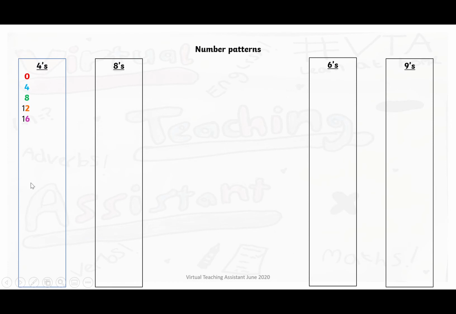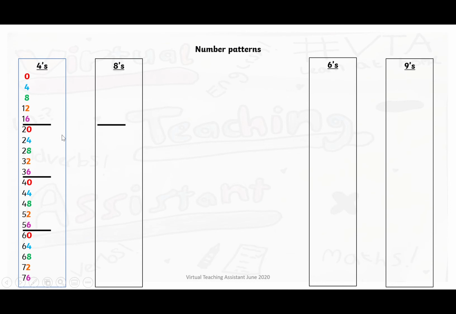Okay, now I'm going up in my 4 times table. 0, 4, 8, 2, 6. What do you think is going to come next? There you go, same pattern. So it's 0, 4, 8, 2, 6.